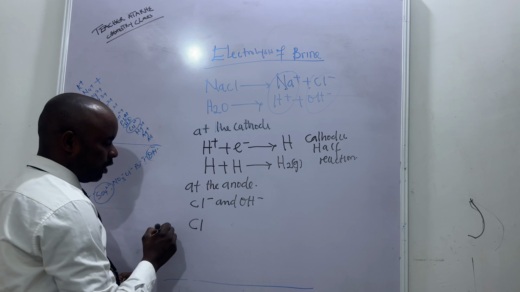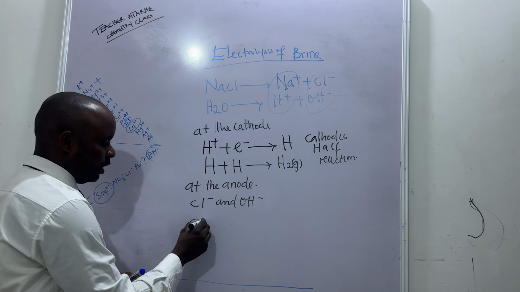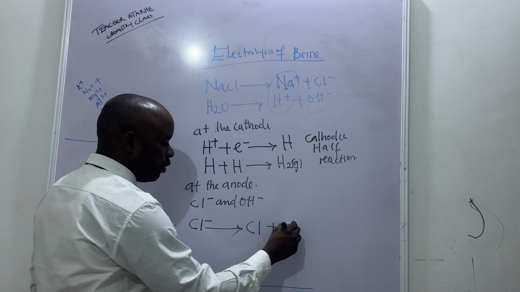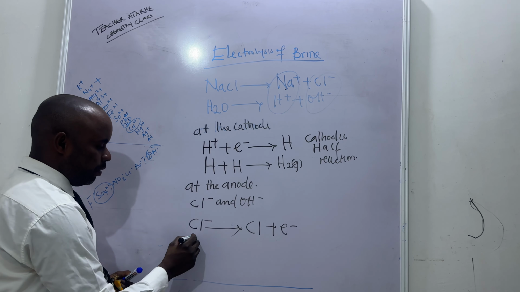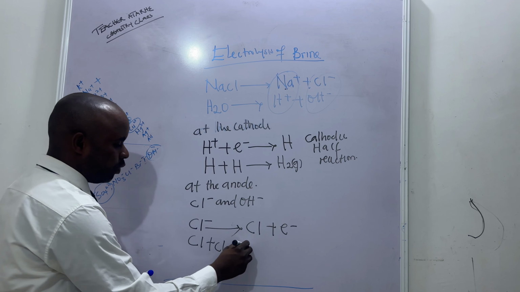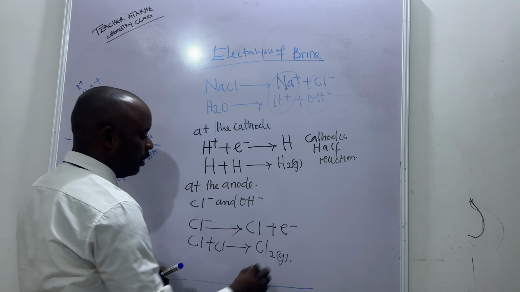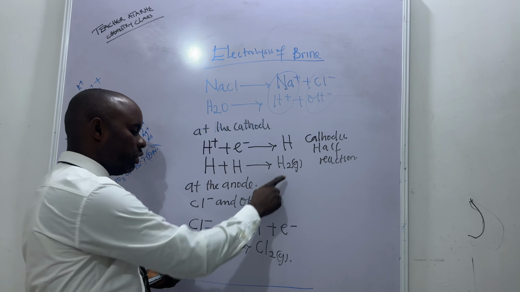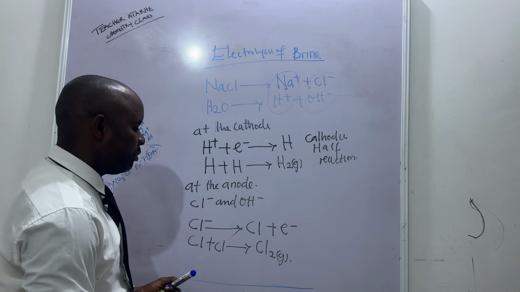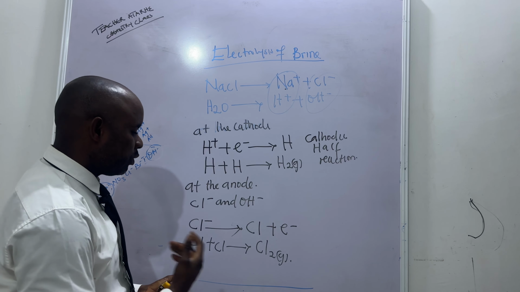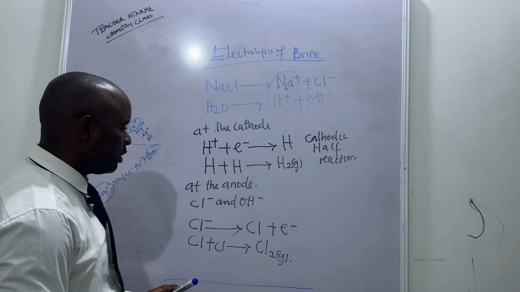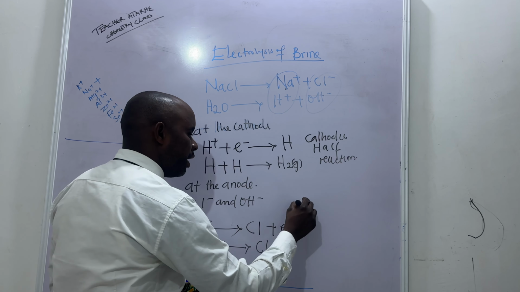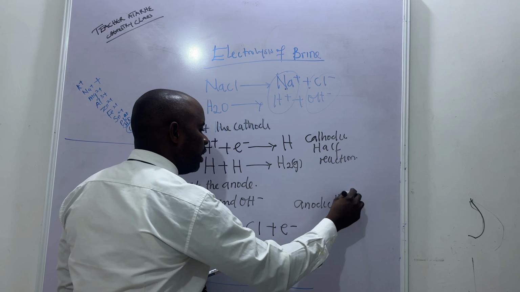At the anode, oxidation reaction takes place. So what happens? The chloride ion loses an electron. Chlorine atom is not stable, so chlorine plus chlorine gives chlorine gas. Before we balance this equation, we said during the electrolysis of brine, at the cathode, hydrogen gas is produced, and at the anode, chlorine gas is produced. The anode is prepared in such a way that it enables these substances to be liberated easily. Whatever reaction occurs at the anode is known as the anodic half reaction.